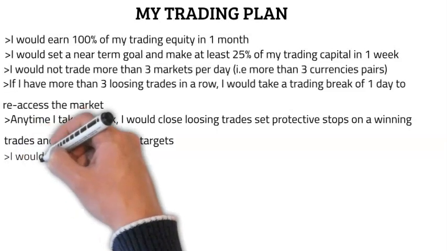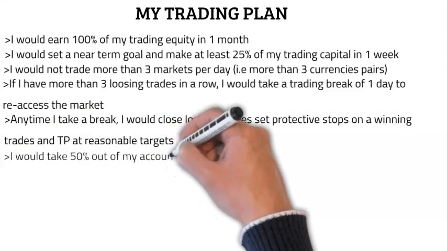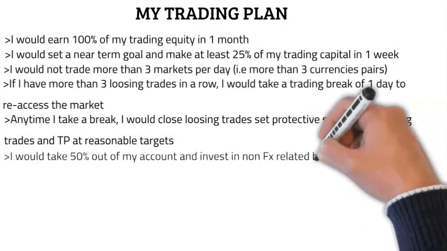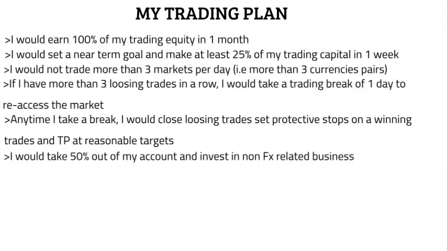The next, I will take 50% out of my account and invest in non-FX related business and reinvest 50%. Let's say I was able to make a profit of $500 in a month. I will take out 50% of that, which is $250, and invest in non-forex related business.